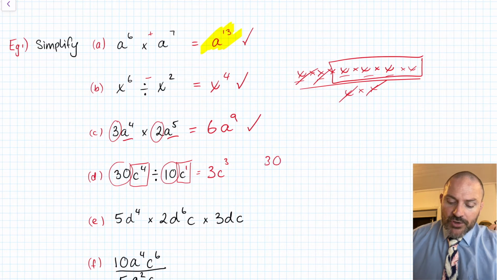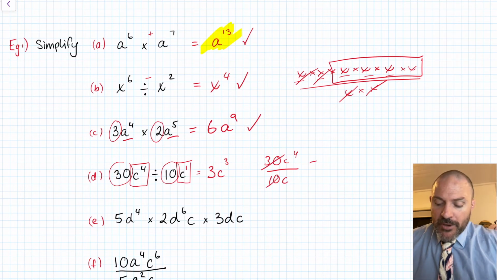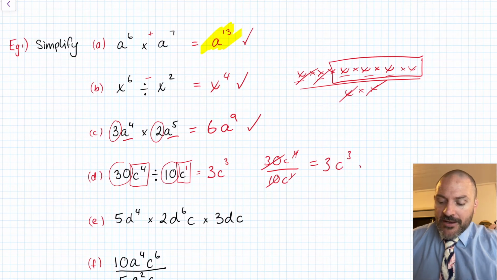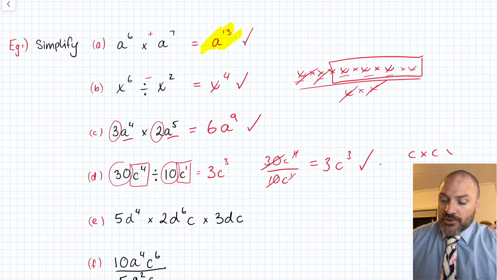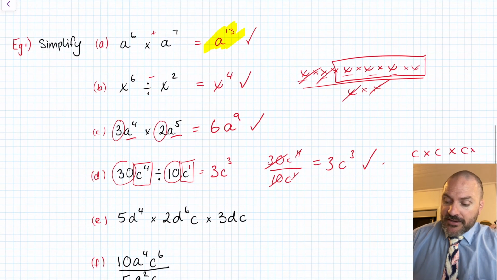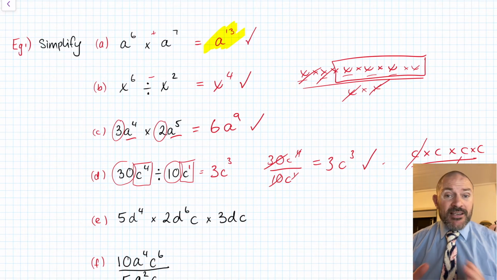Now, again, if you're not sure when you're doing these, just rewrite it like that. 30 divided by 10 is 3. Put a 1 there. 4 minus 1 is 3. And again, you can see the answer works out quite nicely. Once again, if you're not sure about the c's, see how if I expand it out, only one of them cancels out. Hence, I had the c to the 3 there. Oh, that's starting to make sense.